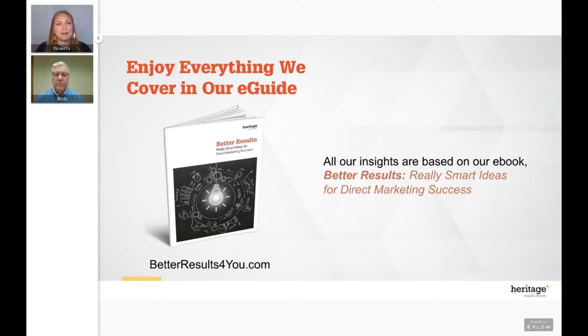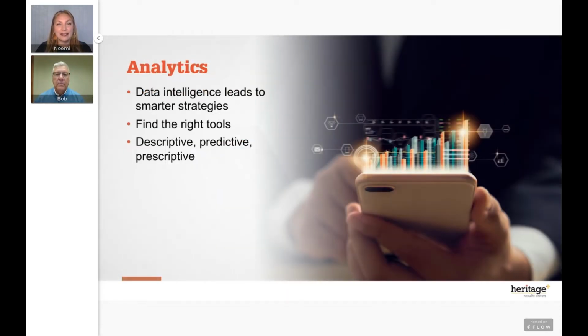But let's just jump in and talk about analytics, because that's the beginning of how to set up key performance indicators. Right. So analytics is a big part of understanding the success you've had with your campaign. You can never really tell where you've been unless you've determined where you want to go. So, having good data intelligence leads to much smarter strategies as you're developing your direct marketing campaigns or as you're starting to think about your next one.